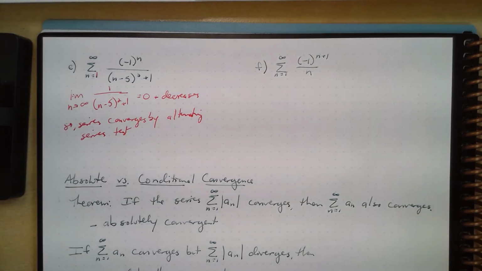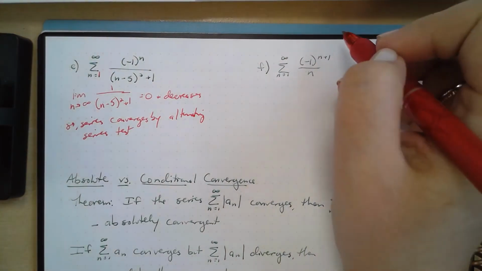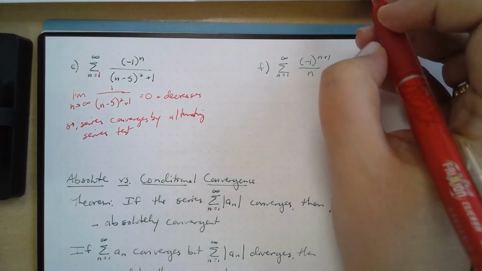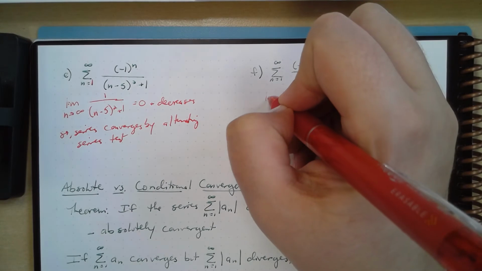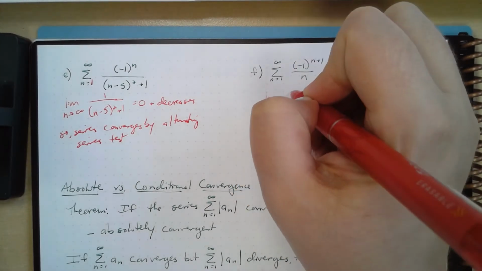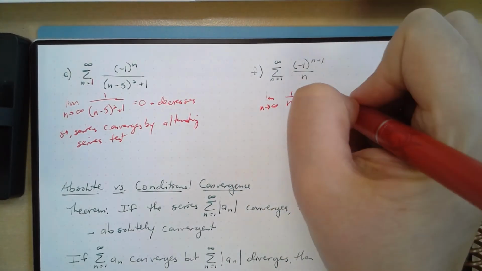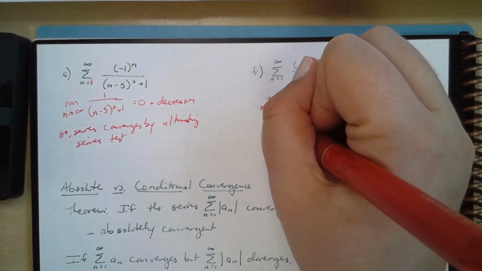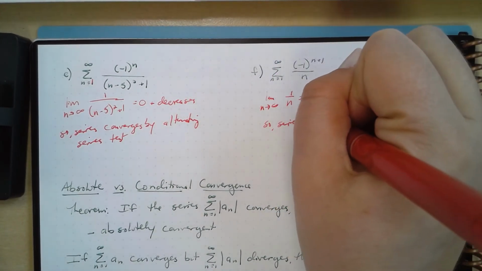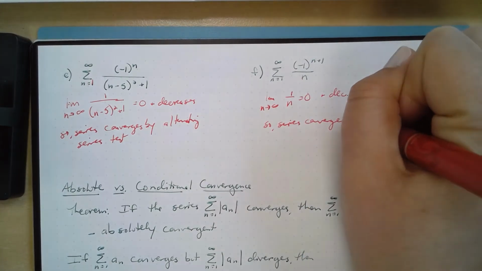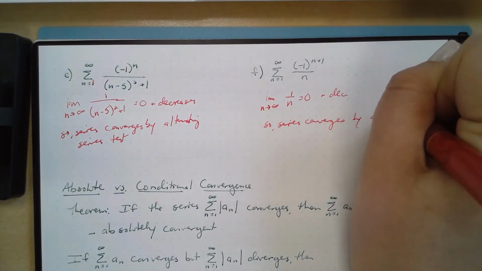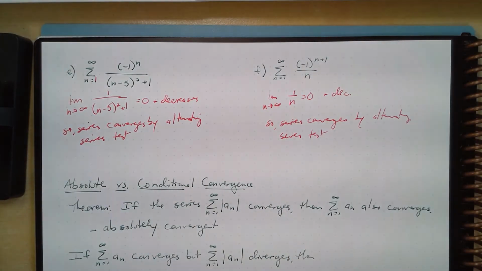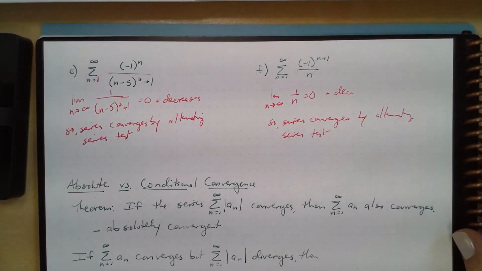All right, and what about this one here? Well, we kind of already dealt with this when we dealt with cosine earlier. So this is going to be the limit as n approaches infinity of 1 over n. We know that equals 0. And this is decreasing, so the series converges by the alternating series test.